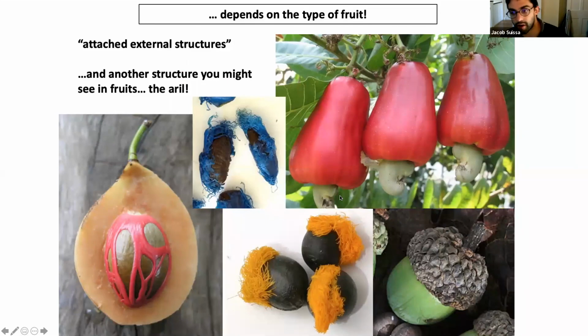So there are other structures that are attached to fruits and seeds that make them super interesting. One thing that you'll come across a lot are what are termed arils, A-R-I-L, and that's these blue things and these yellow things and these red things over here. On the left, this is nutmeg. This is mace. So mace is the aril of nutmeg. It's not actually a different fruit. It's just a different structure on the same fruit.